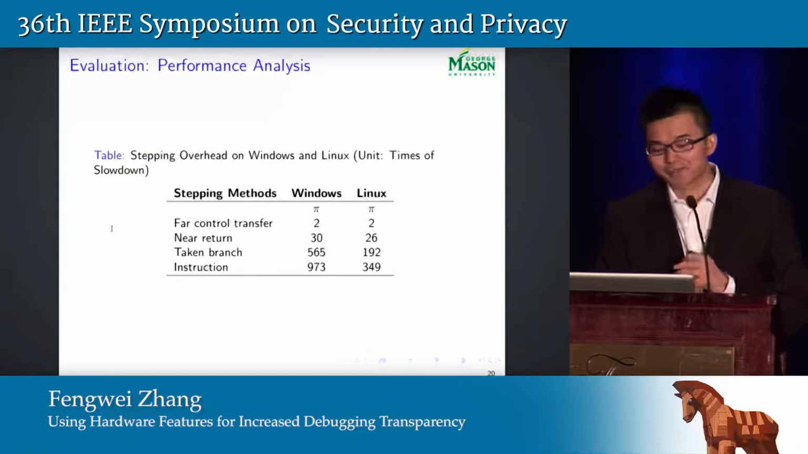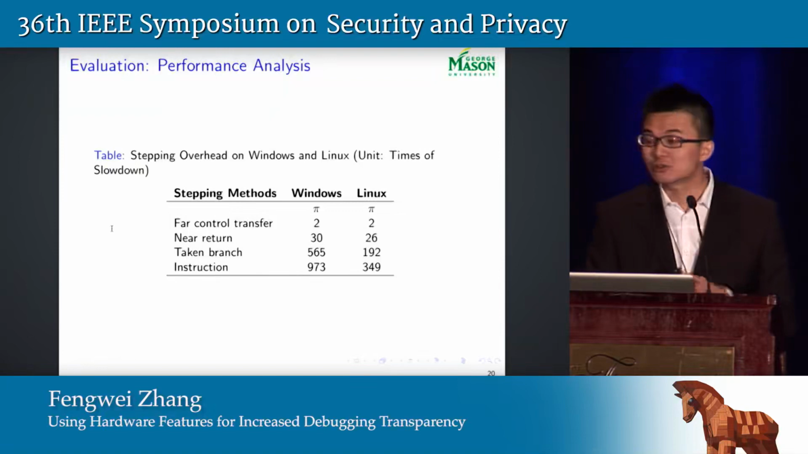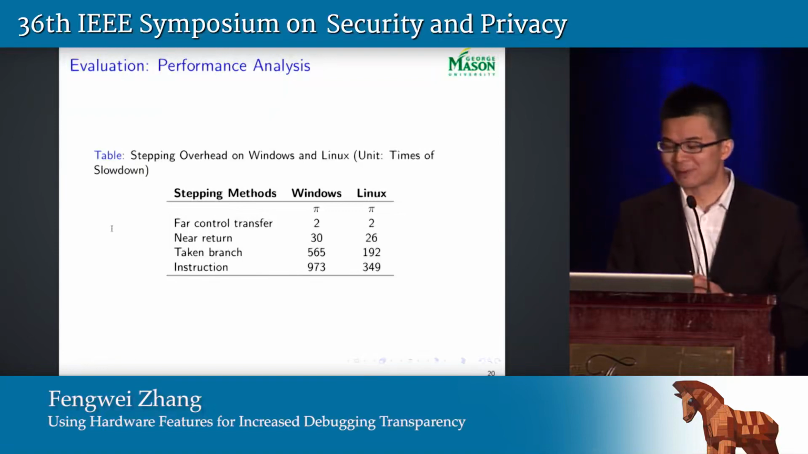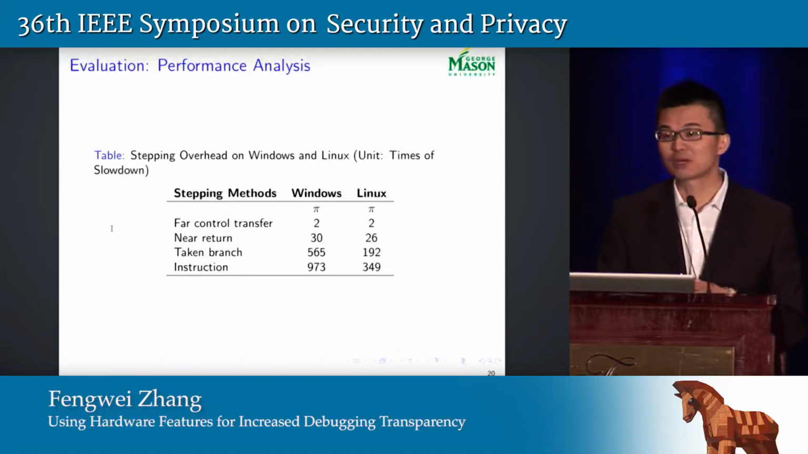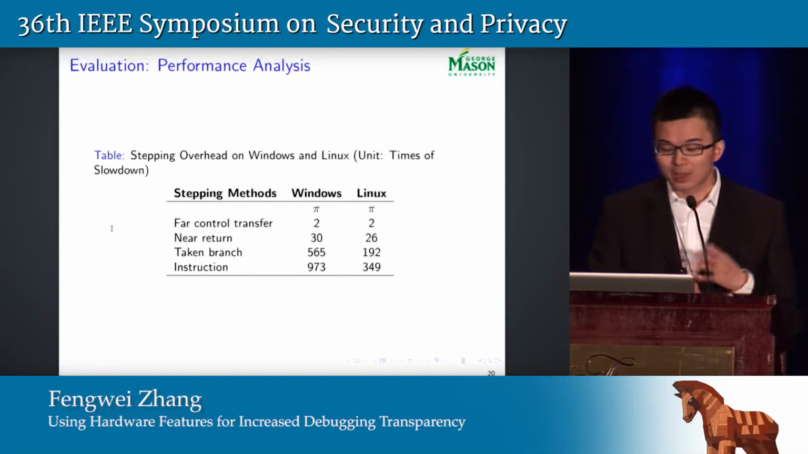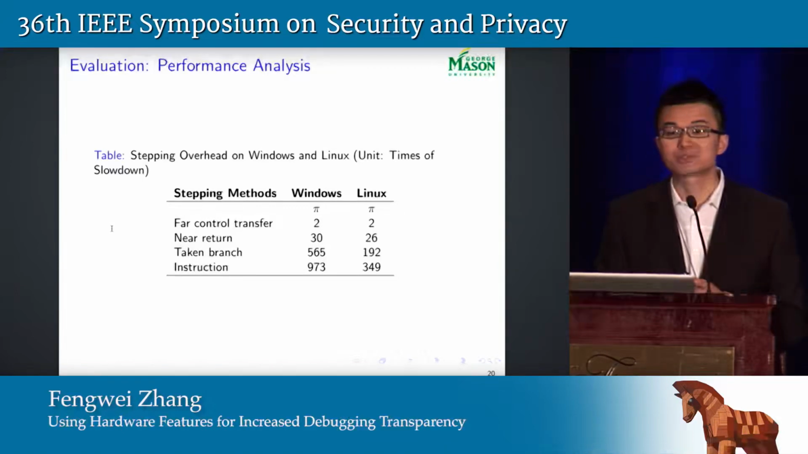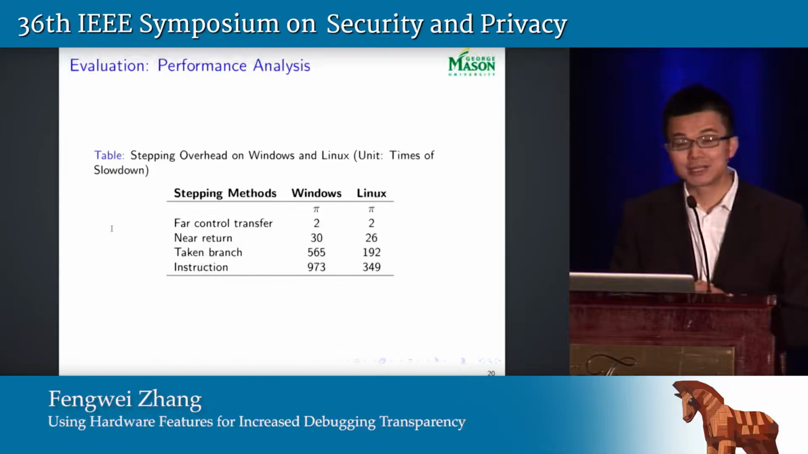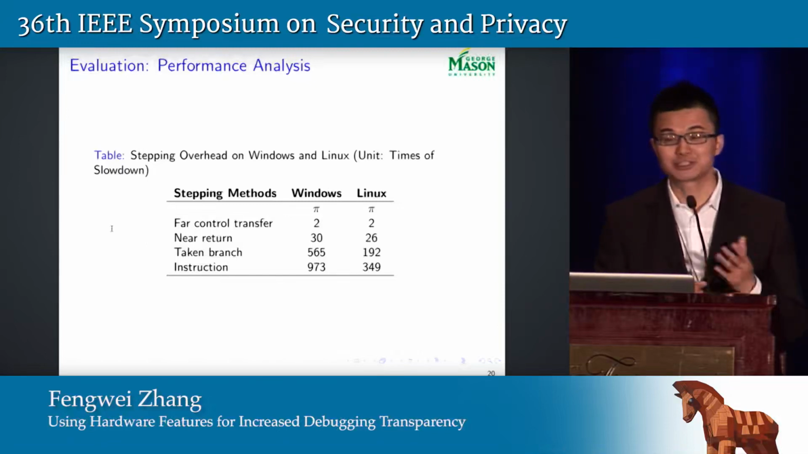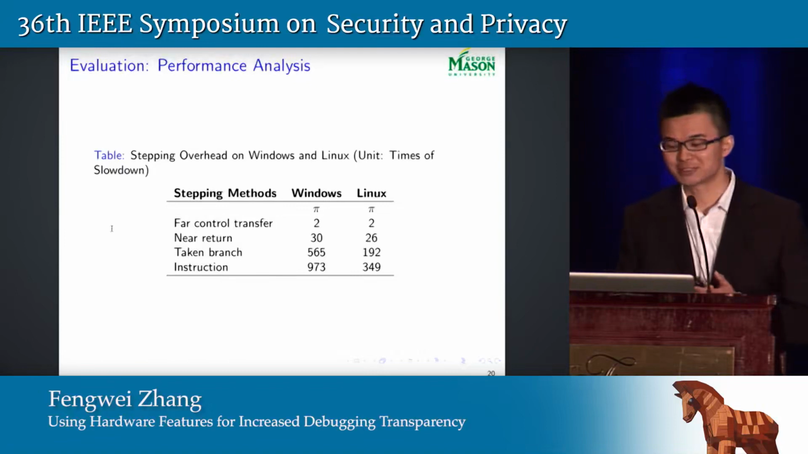Also, we measure the stepping overhead in our system. Since SMM is a hardware feature, we measure the overhead on both Windows and Linux platforms. And we use different benchmarks to measure this. This table shows you the benchmark of Pi operation. We can see that we include 4 different stepping modes. They are far control transfer, near return, taken branch, and instructions. From the table, we can see that if we increase the granularity of these stepping modes, the overhead increases.